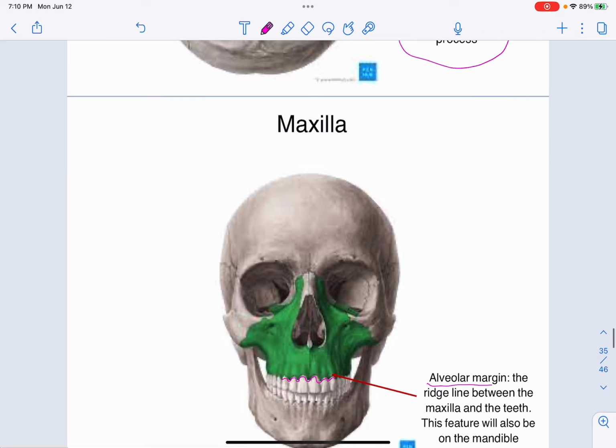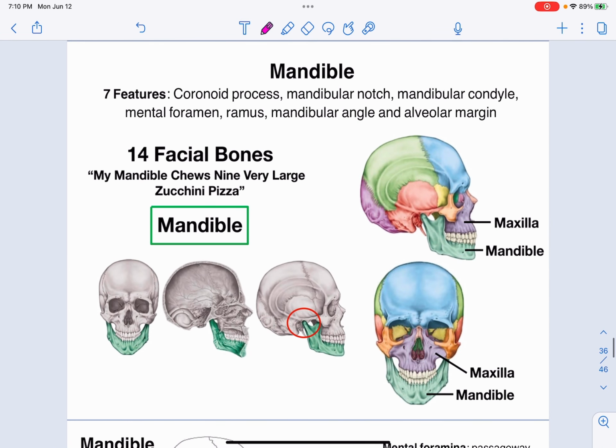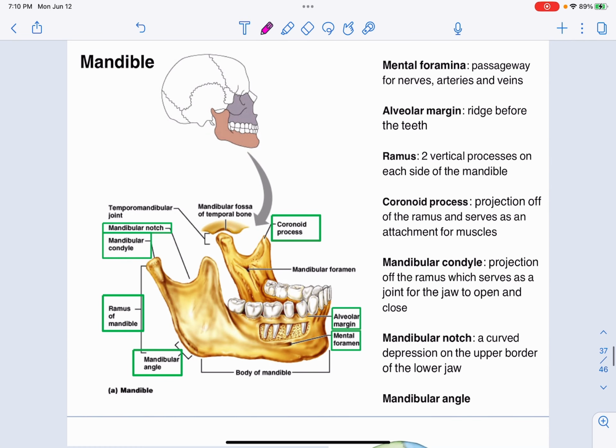All right, we went over the alveolar margin, and now the mandible. The mandible does have a lot of features. I think I have them all summarized on the next slide. The mandible is the lower jaw here. And let's talk about all the features. I was able to put them all on one slide, so hopefully that makes it easier. So we already went over the alveolar margin. That's the ridge line right here.